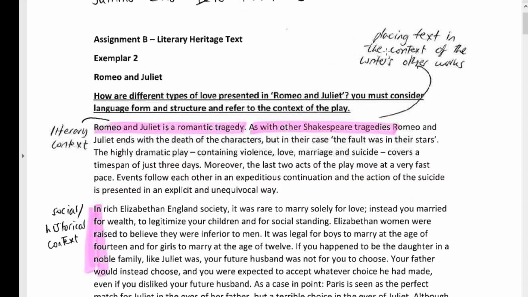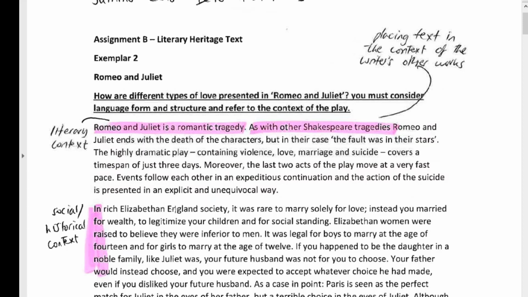Identifying the genre is a type of literary context, and here the candidate puts this one play in the context of all of Shakespeare's tragedies. Then we've got a section on social historical context, marriage conventions in Elizabethan society. This is relevant here, although you could say it's a bit of a learnt block. It is related to the question because it's how different types of love are presented.